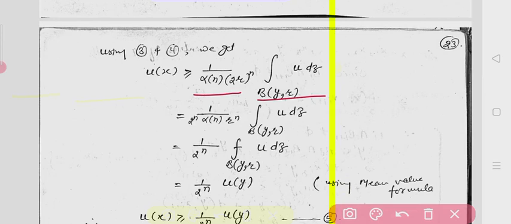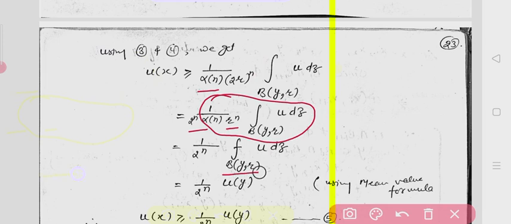u(x) is greater than or equal to this one into the integral over B(y, r). Now from this integral I am again converting into the average. So when you convert it into the average over the ball B(y, r), what is the radius here? r. So I can rewrite this term as 1 by alpha n into 2^n into r^n, separated out. Now 1 by alpha n into r^n into the integral of u over B(y, r), this is the average of u over B(y, r), right? Or 1 by 2^n, that will be as it is, right?